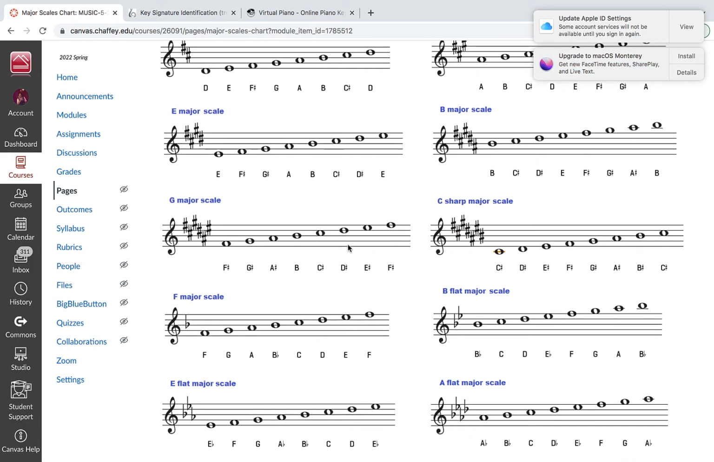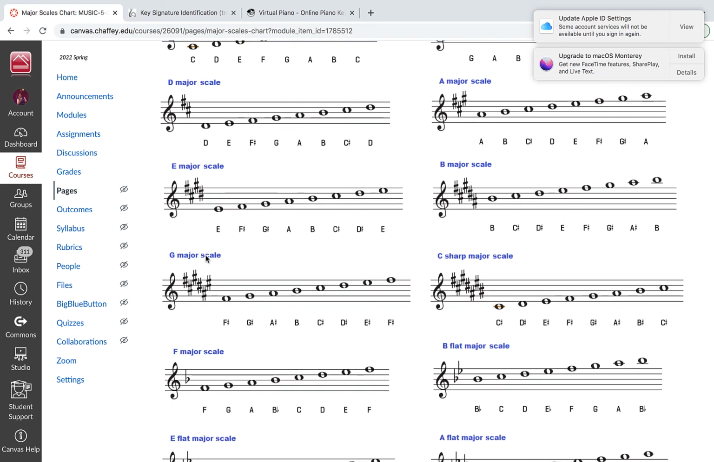Where are 6 sharps? Where are they? Oh, you know what? This was marked wrong here. That's not G major. This is F. This is an F sharp scale. It starts on F sharp. It ends on F sharp, and an F sharp scale has 1, 2, 3, 4, 5, 6 sharps.